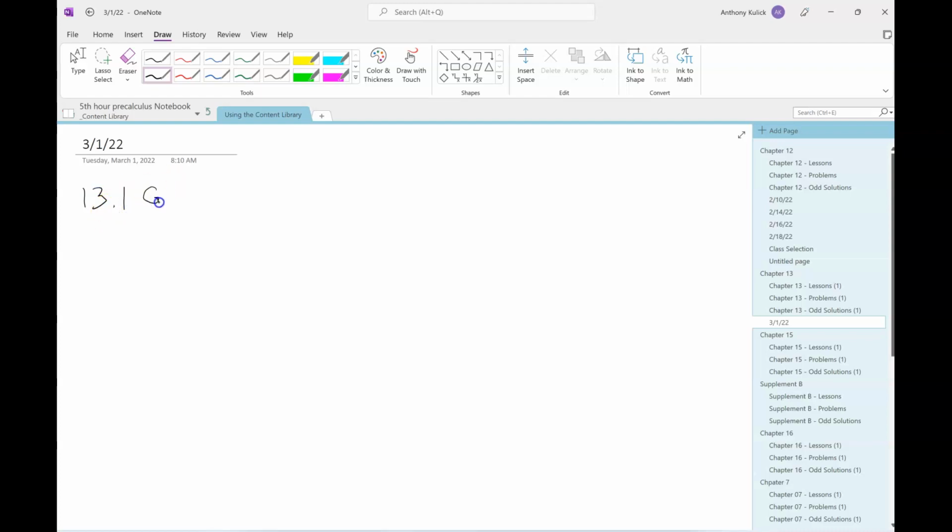So we're going to talk a little bit about section 13.1 today. We're going to be talking again in this chapter more about polynomials. We talked a little bit last chapter about what it means for something to be a polynomial. Here we're going to do some more work with polynomials.